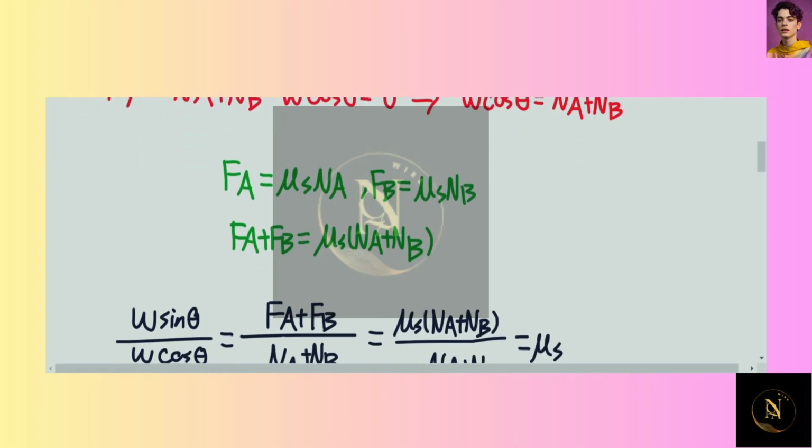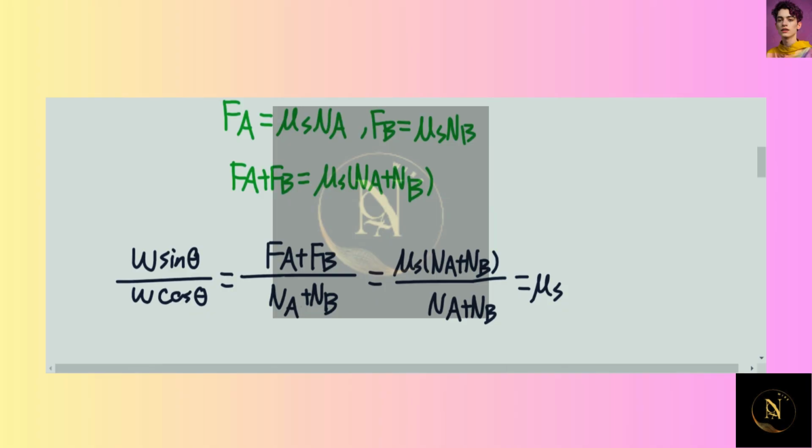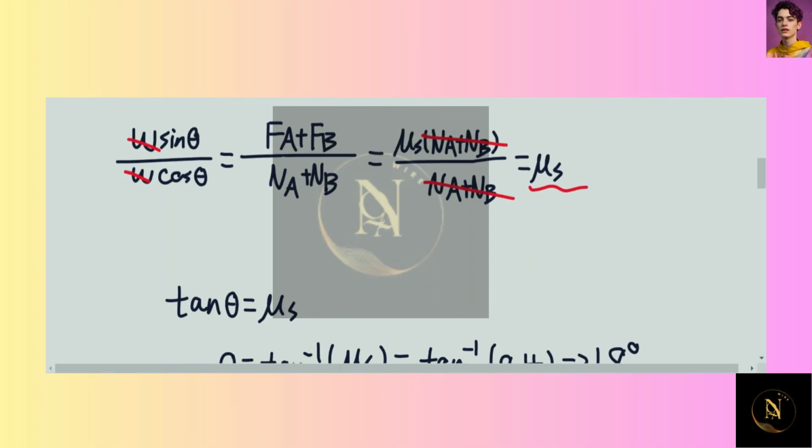So we have W sine theta over W cosine theta is equal to (Fa plus Fb) over (Na plus Nb), which is equal to mu s times (Na plus Nb) over (Na plus Nb). As you can tell, Na plus Nb can be cancelled out, and this gives us W sine theta over W cosine theta is equal to mu s. W can be cancelled out as well, and sine theta over cosine theta is equal to tangent theta. Therefore, tangent theta is equal to mu s.